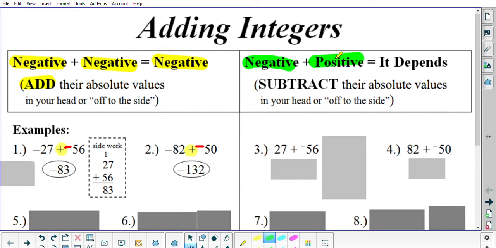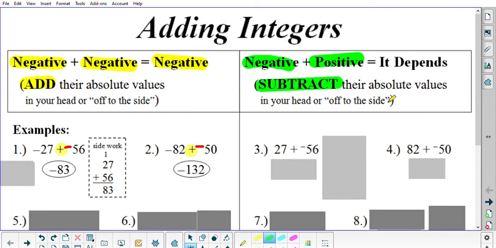So a negative plus a positive, what are we going to do? Since they're different signs, you're going to subtract. And I think this makes logical sense if you think about it. Same signs, negative plus negative, you're going to add because they're the same. But different signs, negative plus positive or positive plus negative, since they're different, you're going to find the difference, which means subtraction. You might have learned that before in a previous math class. Difference means subtract. So if they're different signs, you will subtract. So you'll do that subtracting of their absolute values in your head if it's easy enough, or off to the side if you have to.